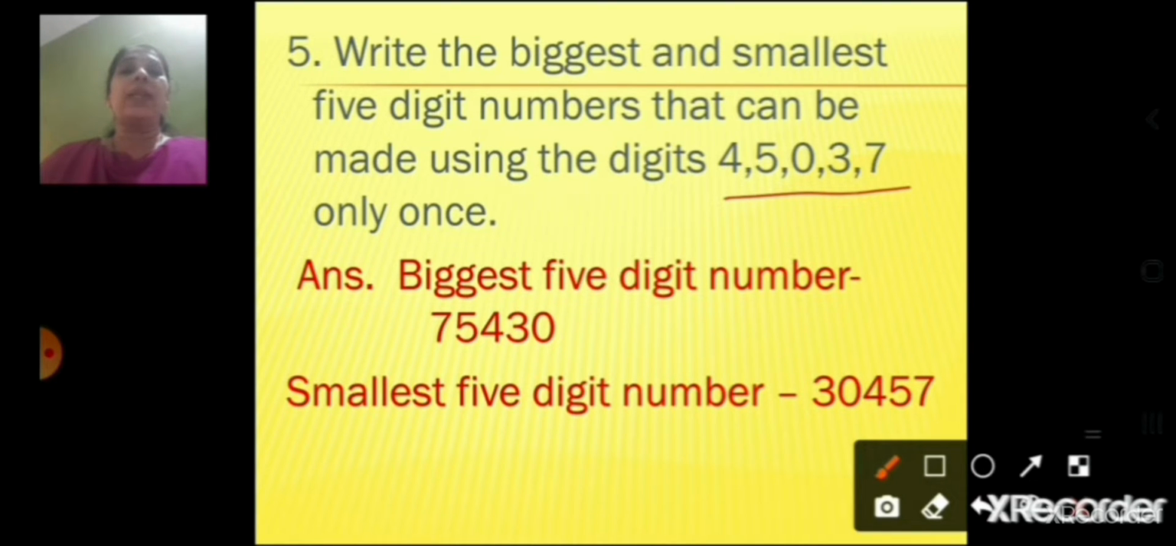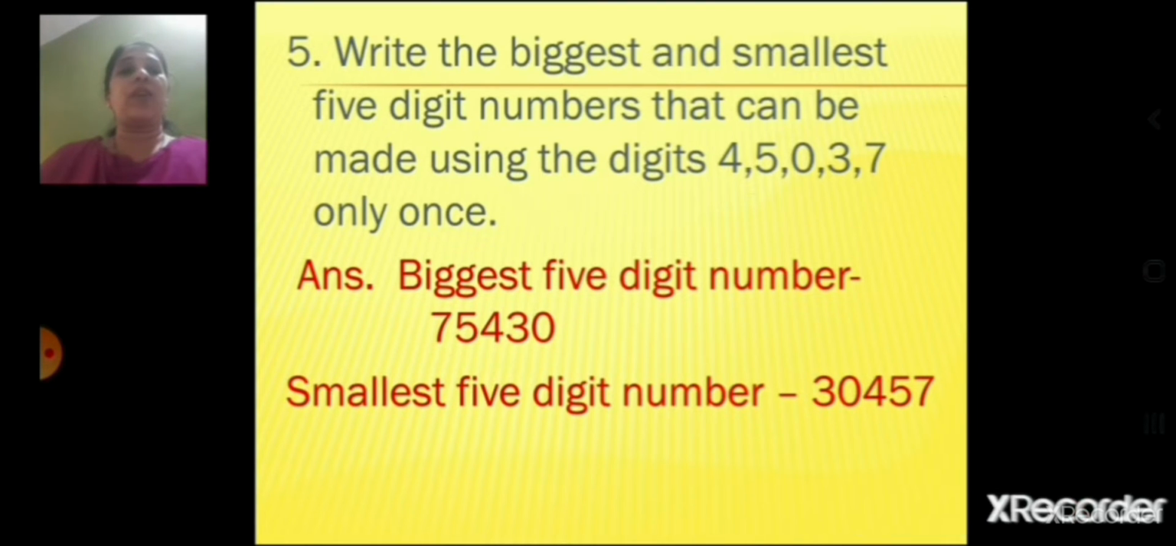So what is the biggest 5-digit number? So what we will do now, 4, 5, 0, 3, 7. In these numbers, which number is the largest? 7. Right? So we have written down 7 first. Next, which number is the largest? 5. So we have written 5. Next number is 4. So we have written down 4. And after 4, which number is the largest? 3. So we have written down 3. And the last number which is remaining is 0. So the biggest 5-digit number is 75,430. Right? Now we'll move to the smallest 5-digit number.